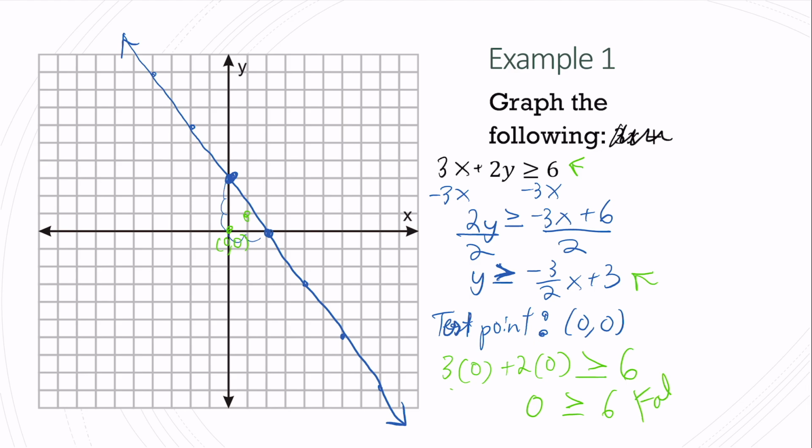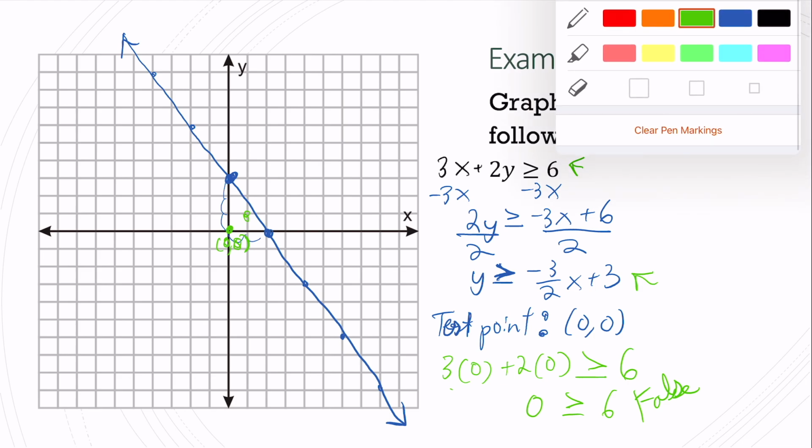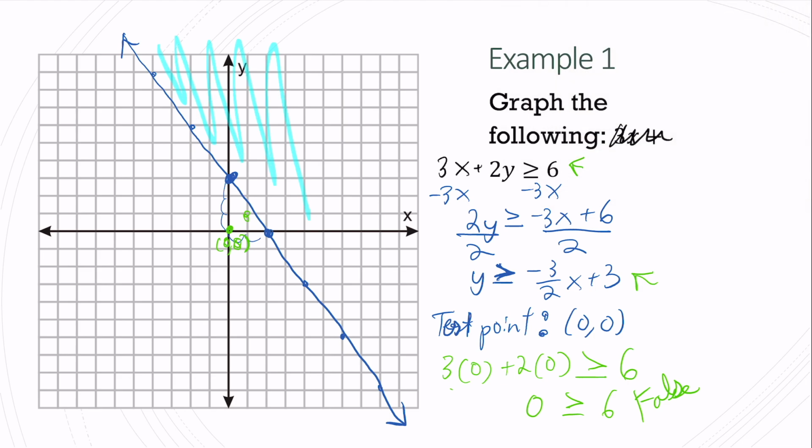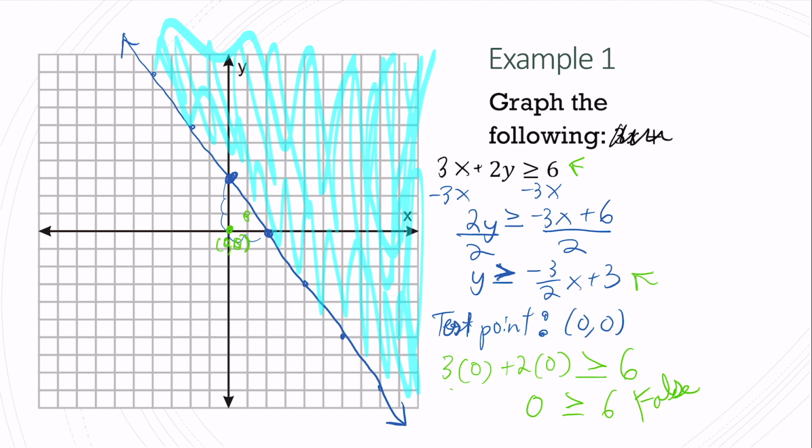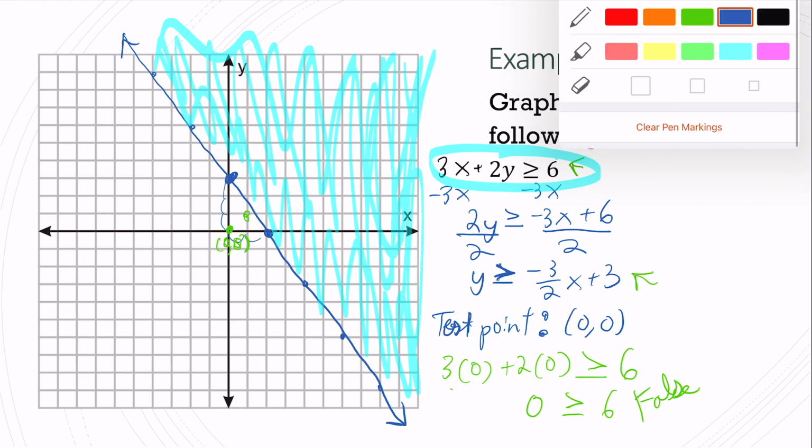This is false, right? So that tells me that this point right here, this origin, is not in my solution set. So I don't want to shade the side containing it. I want to shade the opposite side. I want to shade above. So the solution set to this linear inequality is all the points on the line and everything I shaded in turquoise. Let's solve another problem.